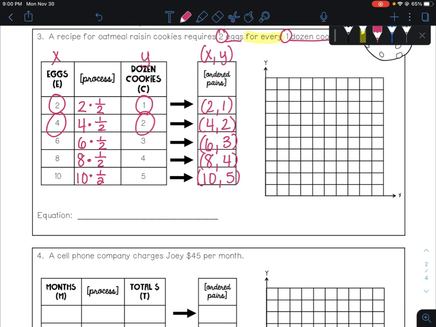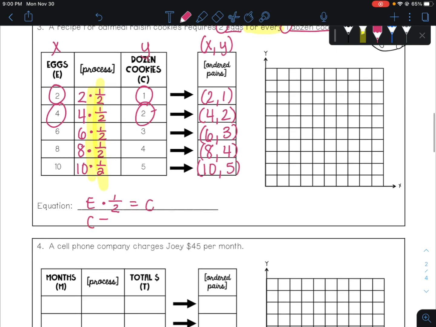Okay? Now, before we plot it, because that's a new thing, let's just write the equation. Okay? So we're going to skip the step where we write it out in words. We're going to take eggs, which is E, and what do we do to the eggs to turn it into the cookies? Well, we do eggs times a half. And that equals the dozen cookies, C. Okay? Or if you want to be fancy, flip it around. C equals 1/2 E. Either one of those is fine.